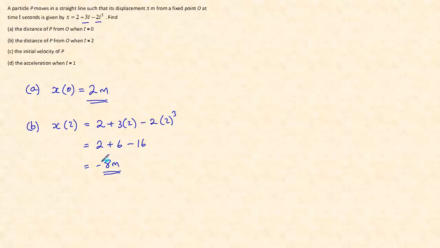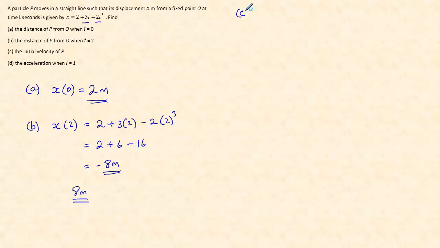Now that's a displacement. Distance can't have a negative, so our distance would be 8 meters. The negative just indicates it's on the left of the origin, whereas this positive 2 means to the right of the origin.